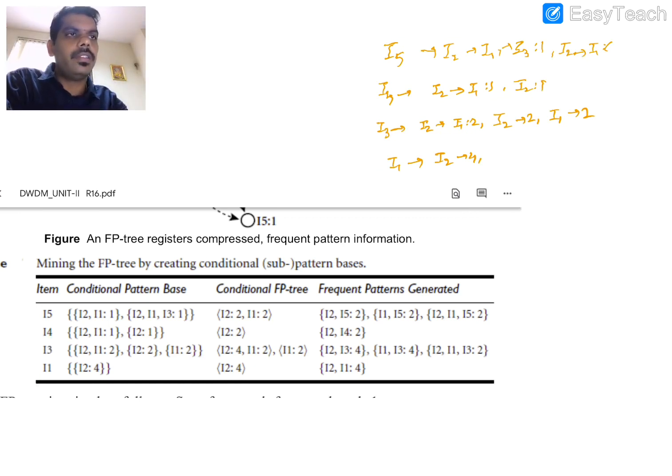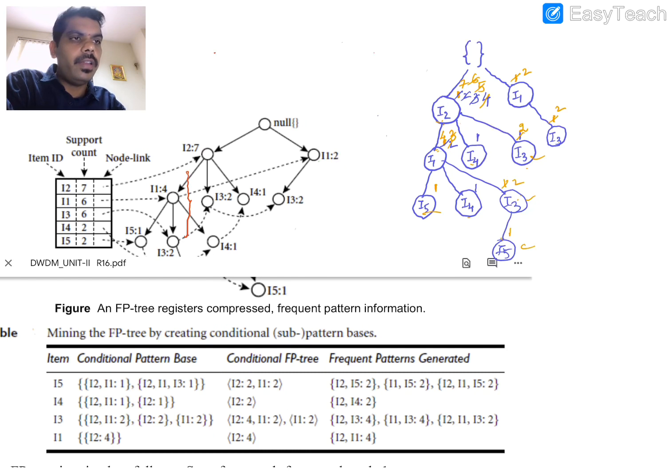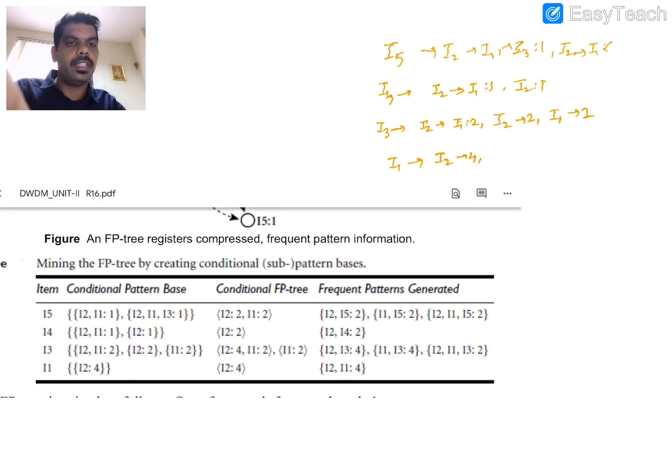Is it clear? So just here I5 path is I2, I1, I3. I5 path is I2, I1. I4 path is I2, I1. And I4 path is I2. And I3 path is I2. And I3 path is I1. For I1 empty set, for I2 empty set. Okay. So this is the way we are going to construct the conditional pattern base.